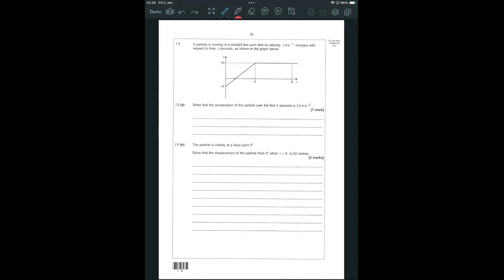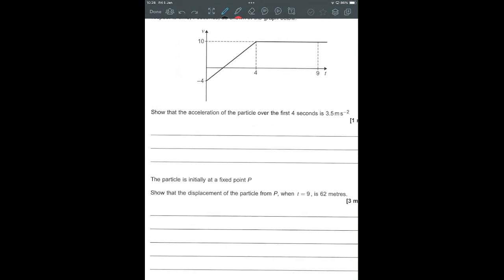16 done. Question 17. A particle is moving in a straight line such that its velocity changes with respect to time as shown. Show the acceleration over the first 4 seconds is that. On a velocity-time graph, the acceleration is exactly the gradient. So my change in y, this time, is my change in velocity over my change in time, which was 4 seconds, is 3.5 meters per second.